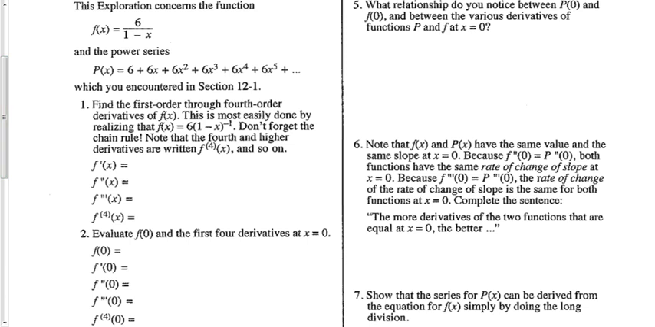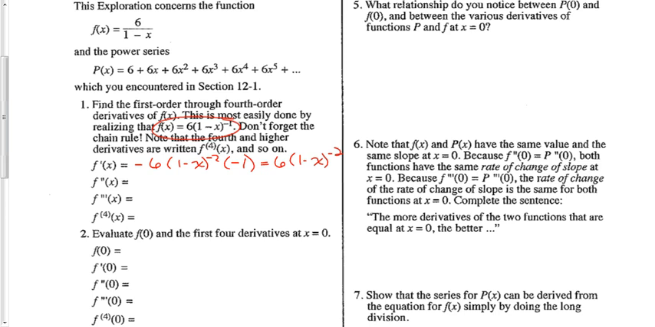This is most easily done by rewriting our function in calculus friendly terms, which is this, and we have to use the chain rule. So for the first derivative, that's going to be negative 6, 1 minus x raised to the negative 2 times a negative 1. That negative 1 is the derivative of the inside. So that's the same as a positive 6 times 1 minus x to the negative 2.